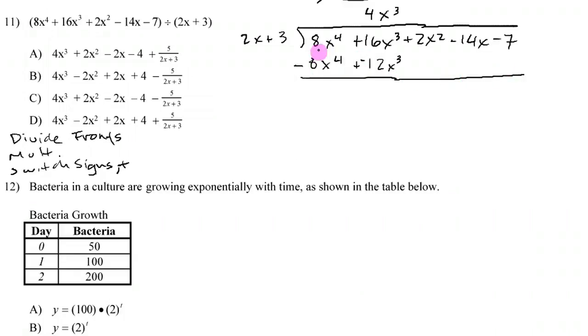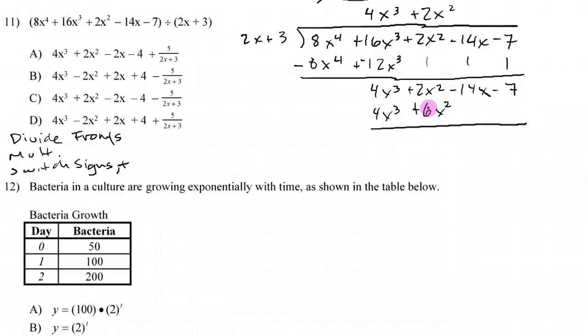So let's see, here I add straight down, I get nothing, that cancels out. Here I get 4x to the third. Here I just get plus 2x squared minus 14x minus 7, because there's nothing added to them. So it just all comes straight down. And then we just repeat over and over again. So now we divide this new front. 4x to the third divided by 2x is 2x squared. Then I multiply, 2x squared times 2x is 4x to the third. 2x squared times 3 is plus 6x squared. And we switch the signs and add.